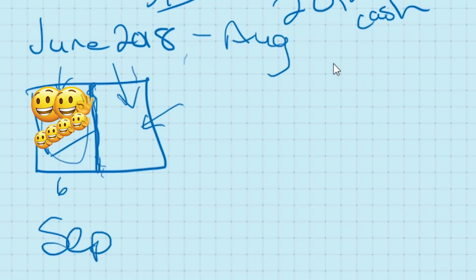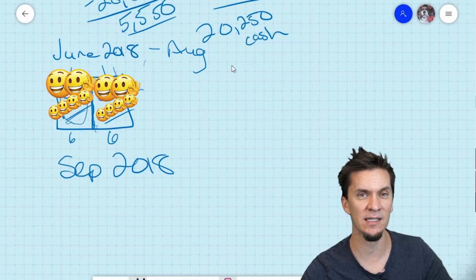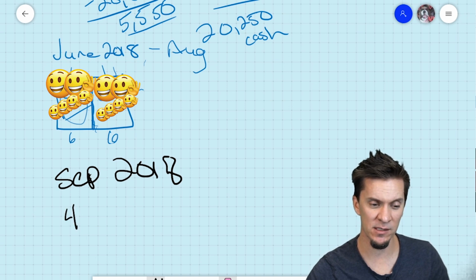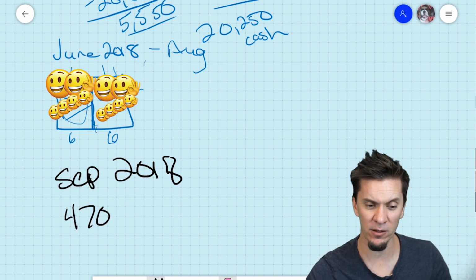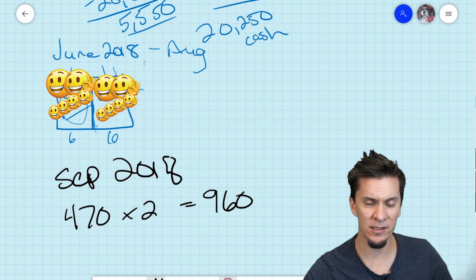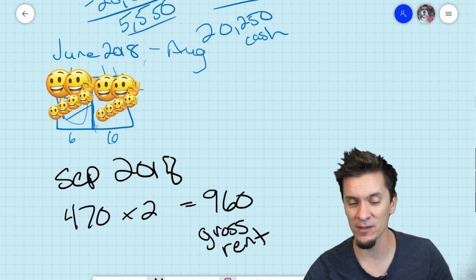In September 2018, we had another family of 6 move into the other side with 2 big heads and 4 little heads. 4 little heads are 4 kids, by the way. We actually set up 2 rent contracts with these 2 families. 470 euros of gross rent each. Okay, so we had about 960 euros of gross rent income coming into our bank account every single month.